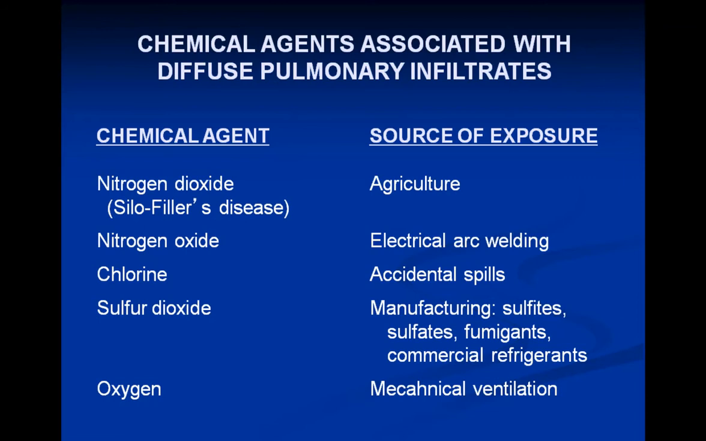Chemical agents: nitrogen dioxide, where the source of exposure is people working in agriculture. Other sources include electric arc welding with nitrogen oxide, and accidental spills with chlorine. Persons working in manufacturing sulfides and fumigants are exposed to sulfur dioxide. Patients who are mechanically ventilated are exposed to high concentrations of oxygen, and sometimes, with misuse, this can lead to the development of interstitial pneumonia.